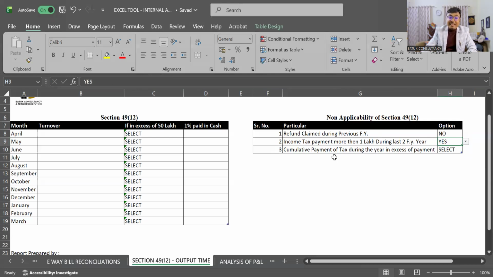So that very easily, sir, in case of any audit, assessment, or scrutiny, you may provide this sheet to the departmental authority that, sir, 4912 is not applicable on us. This is the reason. And you also have the data, so you will be in confidence.